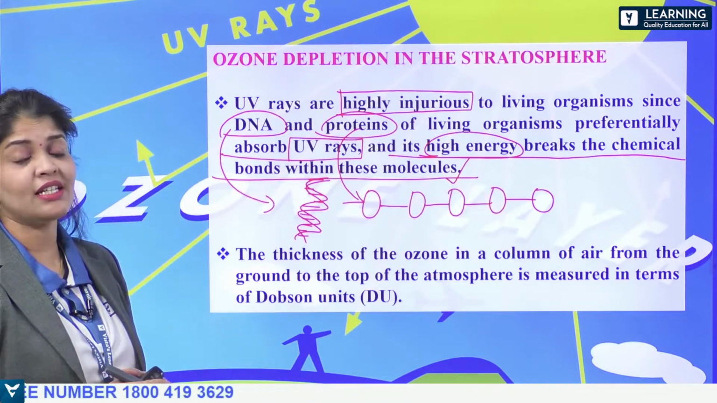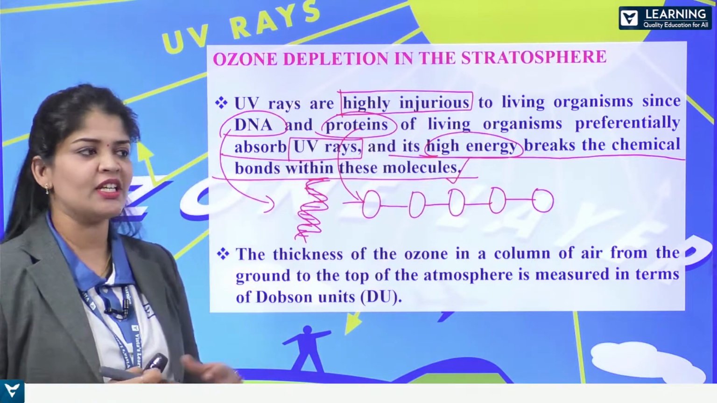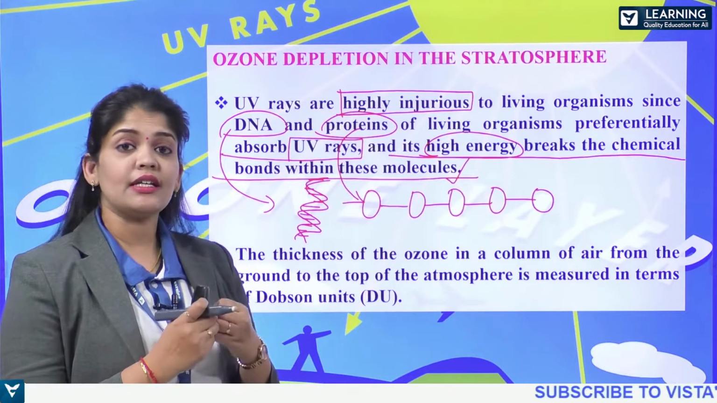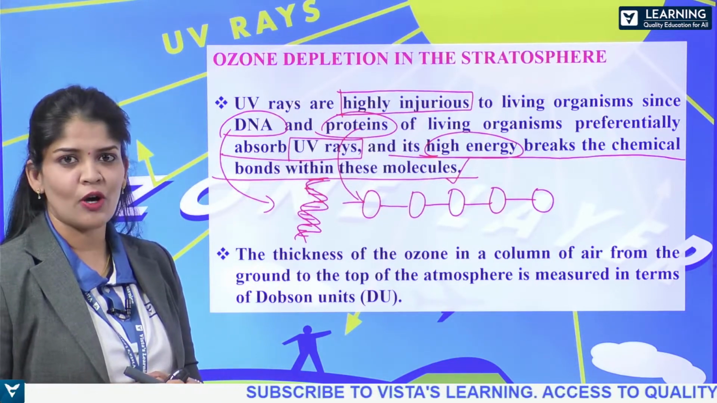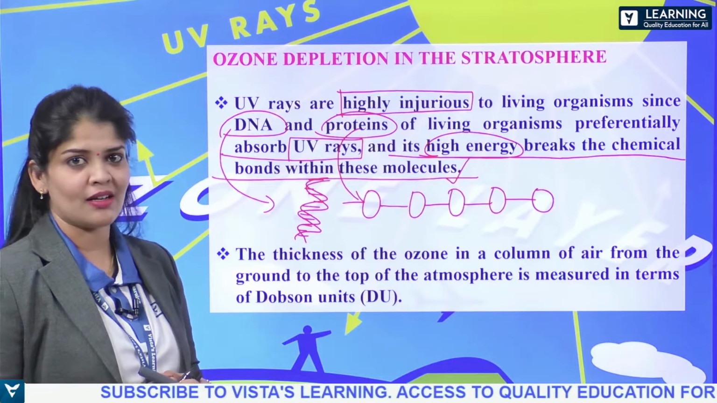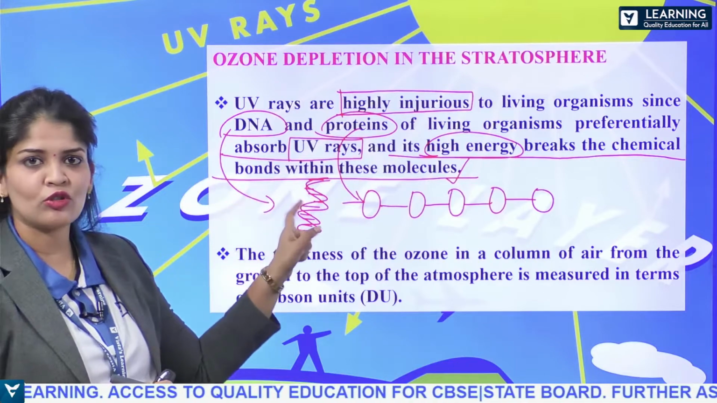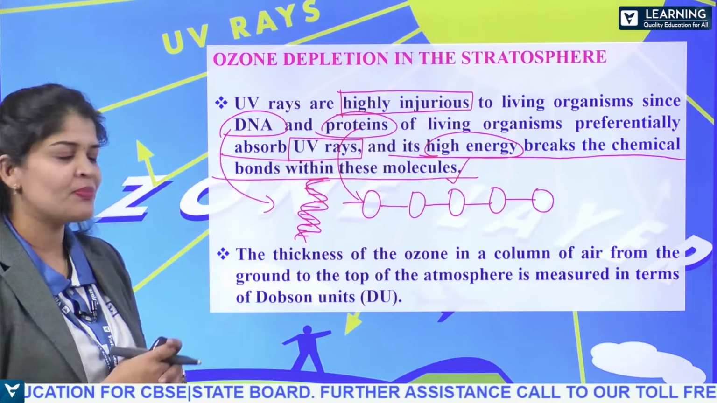And we already know that nucleic acids act as genetic material, and proteins are very essential as hormones, enzymes, and in many other functions. The functioning of the proteins as well as the DNA is going to be impaired if the chemical bonds present in these molecules are broken down by the absorption of UV rays, right?